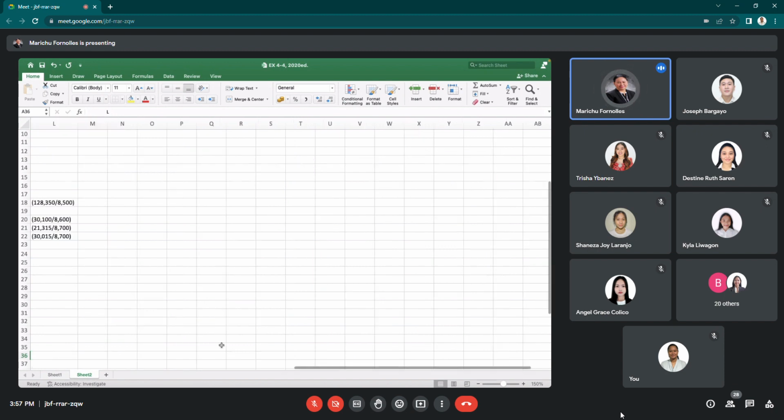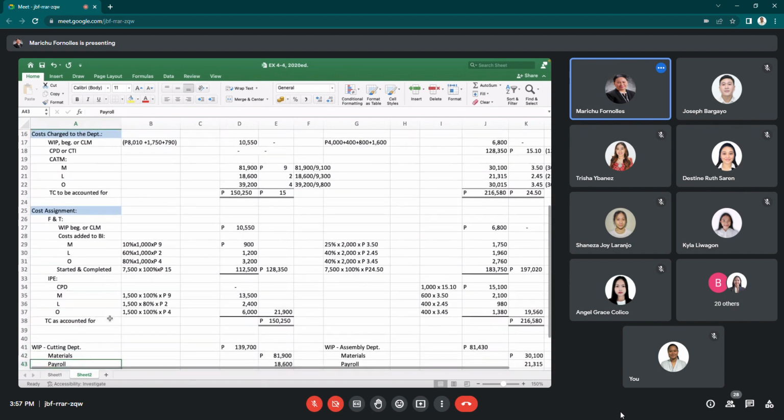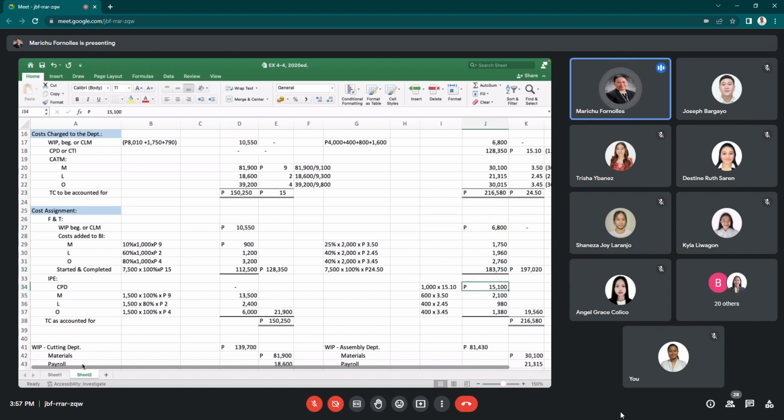Okay, so 19,560 is the work in process end of assembly department. So F&T plus IPE will give you the total cost as accounted for in assembly department, which is 216,580, which is the same as the total under cost charged to the department, 216,580. After that, we'll have the journal entries.